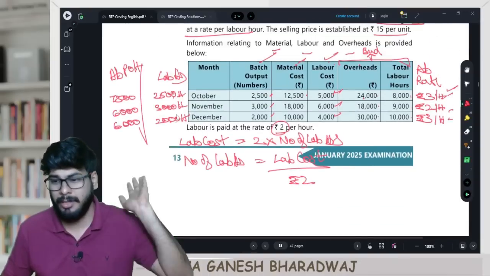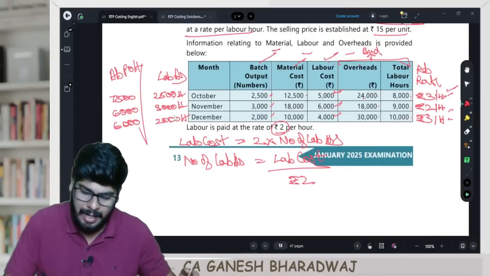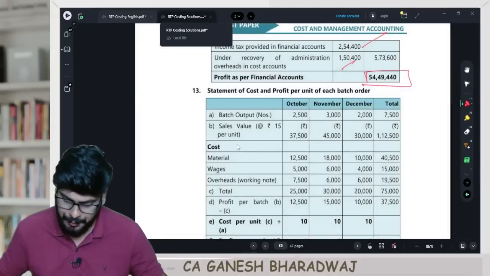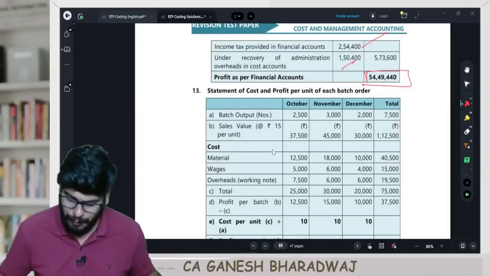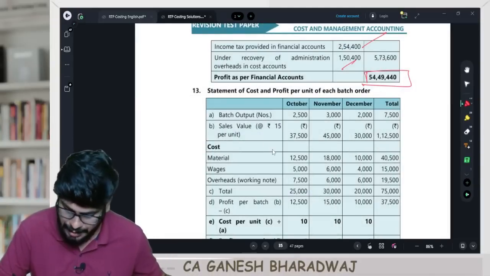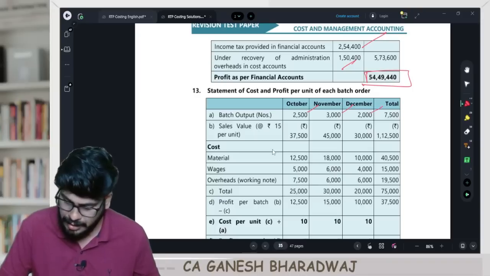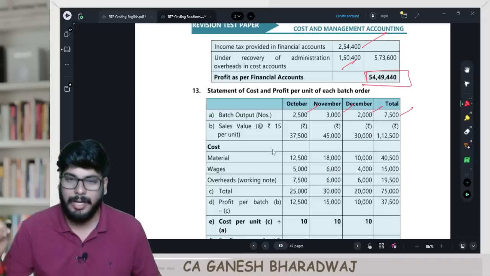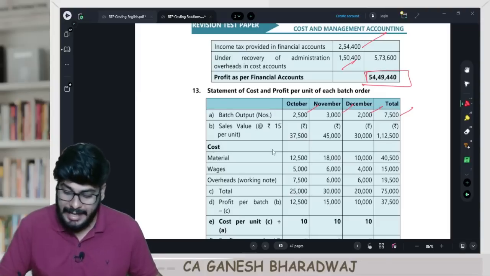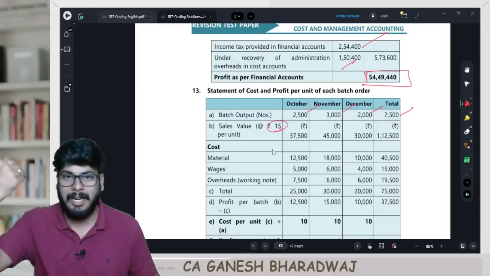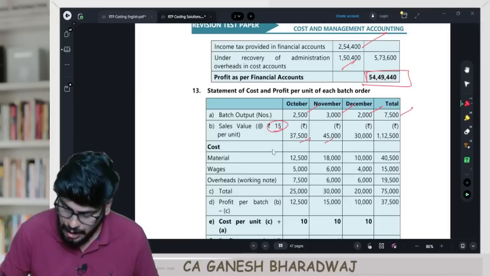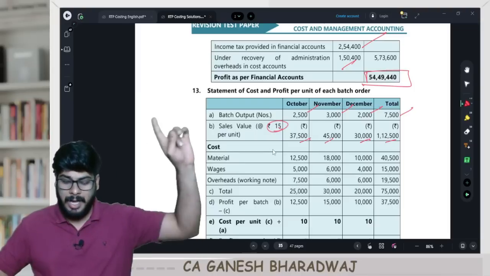In fact, we have solved this question at the time of reading itself. It's very simple. Now, quickly, look at this. Month wise, they have given October, November, and December: 2,500 units, 3,000 units, 2,000 units. Add up, you'll get a total of 7,500 units. Sales value, the rate of 15 rupees, it's given. Multiply the respective units with 15 rupees, you'll get the sales value also.